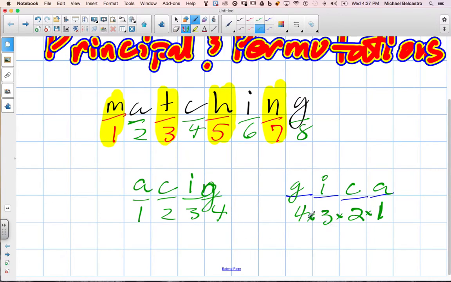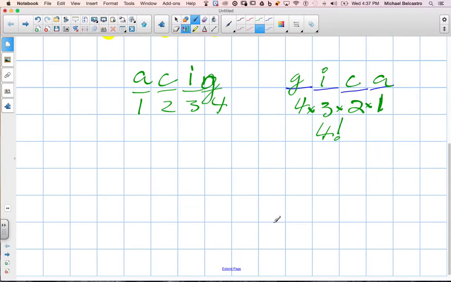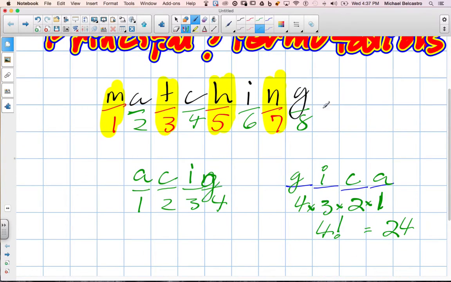So in other words, 4, 3, 2, 1 is really just the idea of 4 factorial. And 4 times 3 is 12, times 2 is 24, times 1 is still 24. So there are 24 options in this question.